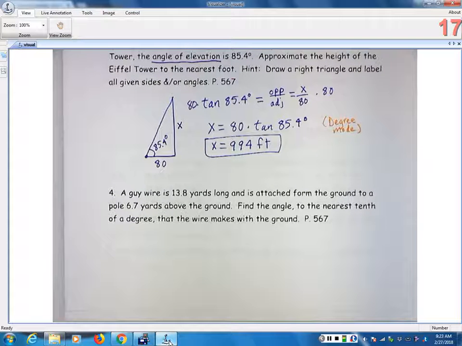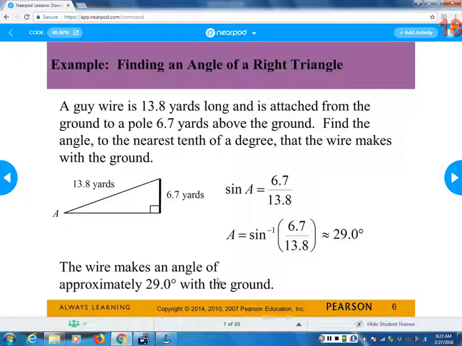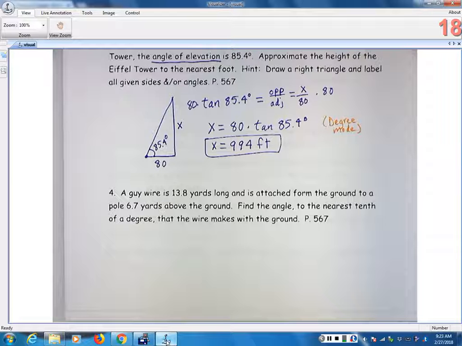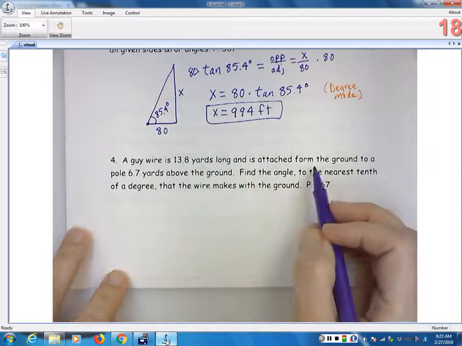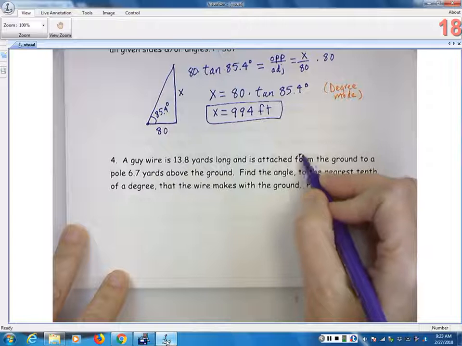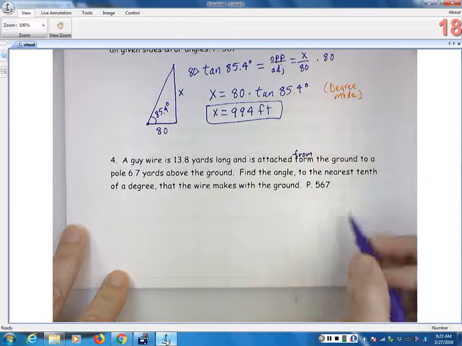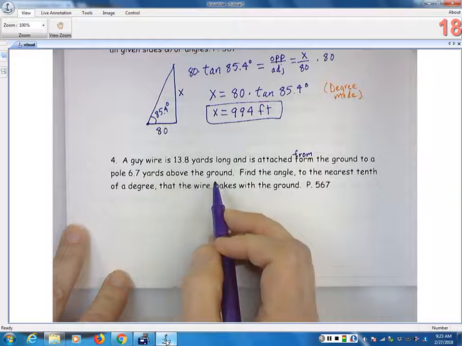All right, the next example. These are not as bad, but this next example, you have to use inverse sine functions for it. So let's draw the picture. There's a guy wire, it's 13.8 yards long, it is attached from the ground to a pole 6.7 yards above the ground.